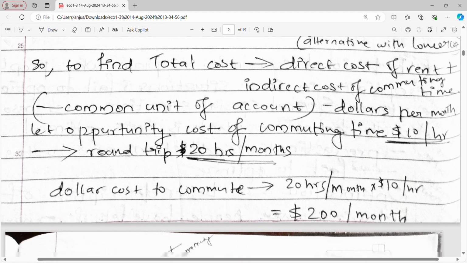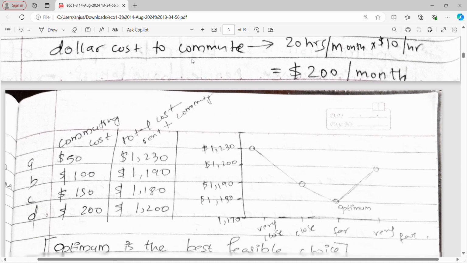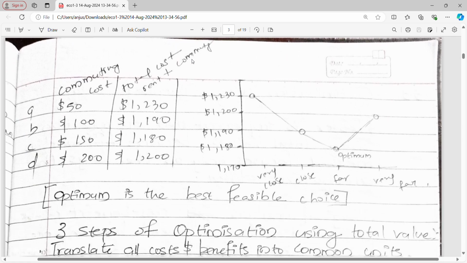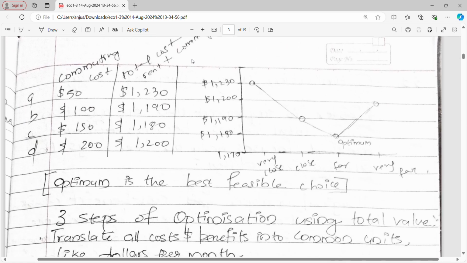So how will we be calculating? We got the commuting cost. For the first one, the very close apartment, that is A, it is 5 hours, so the commuting cost is $50, then $100, $150, $200 respectively. That is, you multiply the commuting time with $10. So we can calculate the total cost, that is rent plus commuting time. These are given here.